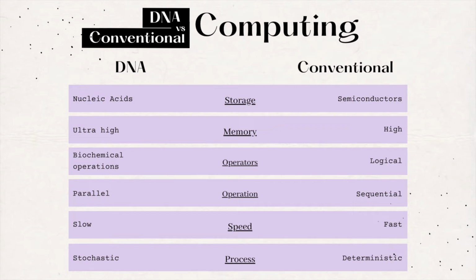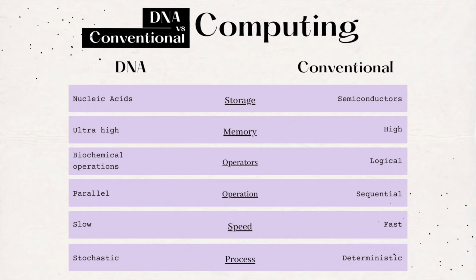Operations. Conventional computers run operations in a sequential manner, that is, one task after another. But DNA computers can run tasks in parallel. Hence, DNA computers can handle large data.